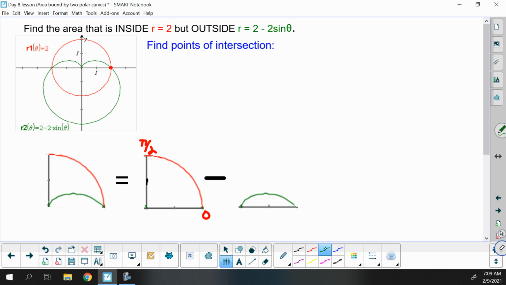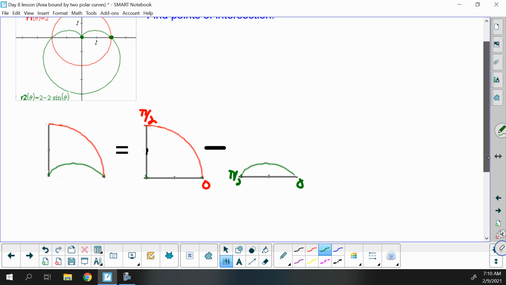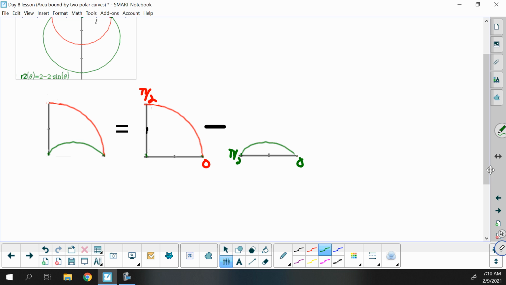So for 2 minus 2 sine theta, if you put in 0, you'll get 2 minus 2 times sine of 0. So that's starting here. So theta equals 0. If you put in pi over 2, you'll get 0. So that's this one here. So this one is also going from 0 to pi over 2. Okay, it won't always necessarily be the same, but in this case it was.